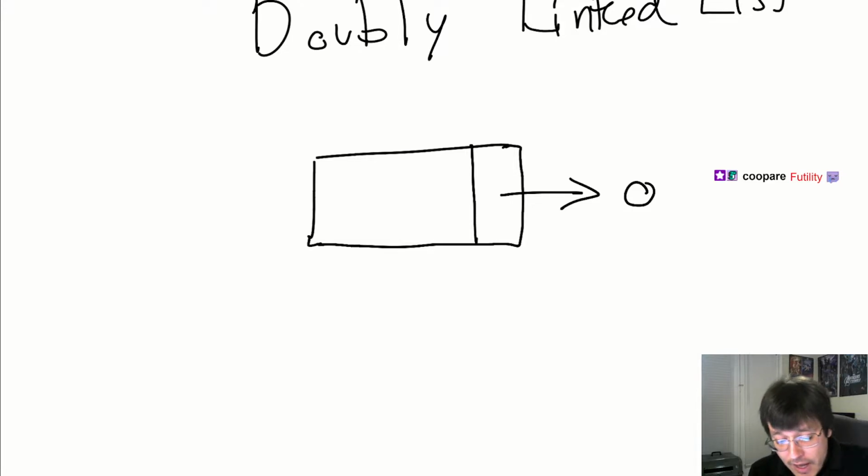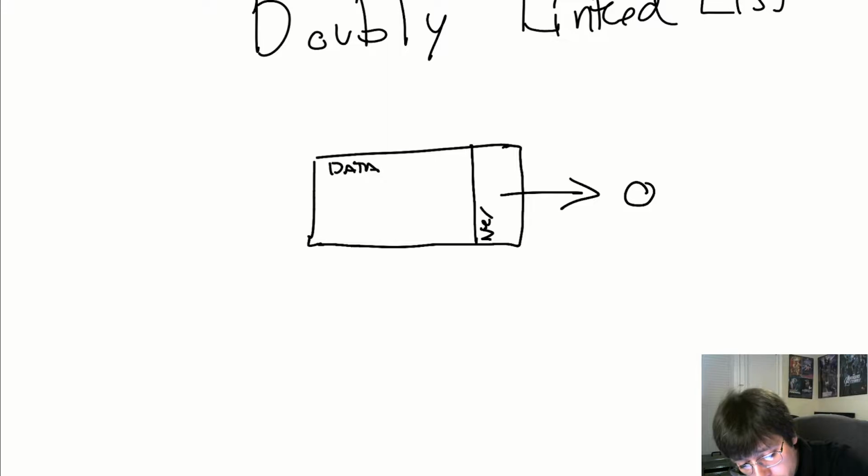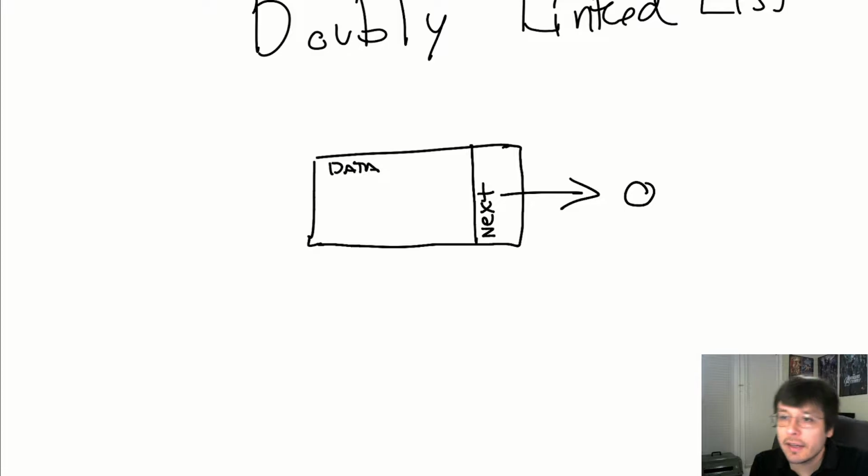So the two major components we have are the data component, which can contain whatever data you want, you can make a template, etc. And then you have what we usually call the next pointer. Things really get trippy when I flip it sideways so I can write sideways. There we go. So we usually call this the next pointer, lowercase n, and that's your pointer to your next node, right?